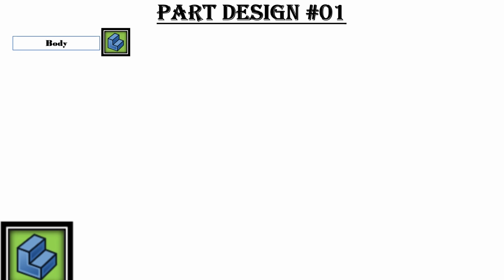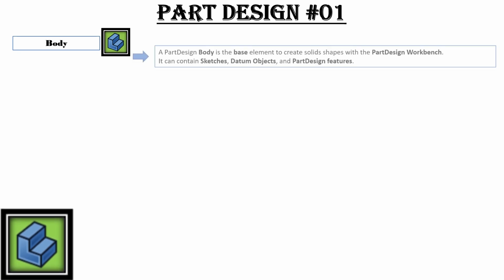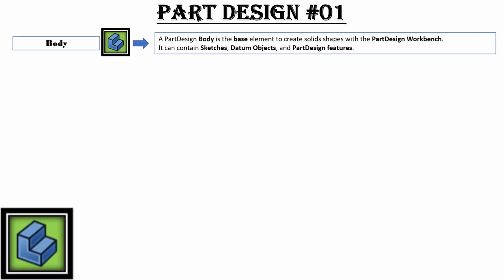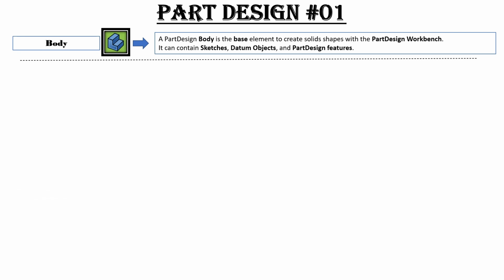First, we learn the definition of a body in FreeCAD. A part design body is the base element to create solid shapes with a part design workbench. It can contain sketches, datum objects, and part design features.